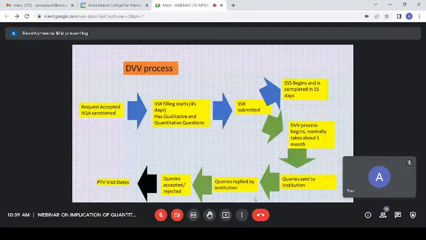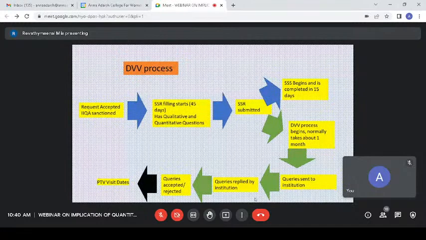Once the SSR has been submitted, two things begin at one time. The first one happens to be SSS, the Student Satisfaction Survey, where a link is provided to the student and the student fills the data. We have to be very careful there also. We cannot trust our students, in terms of whether they have filled it or not. 98% of students will be writing very good about you, so don't be worried about what they will be writing. But many a time they don't open the link at all. They don't see the mail at all.